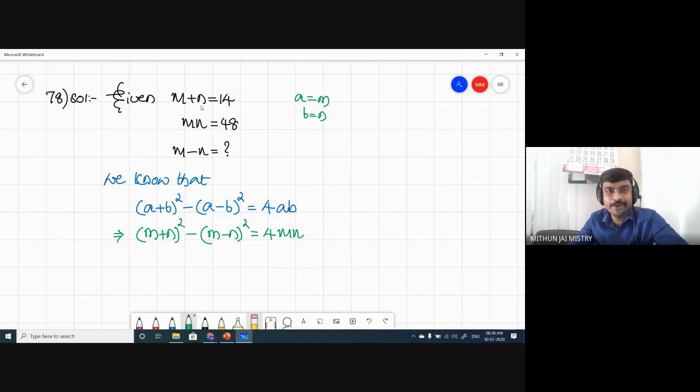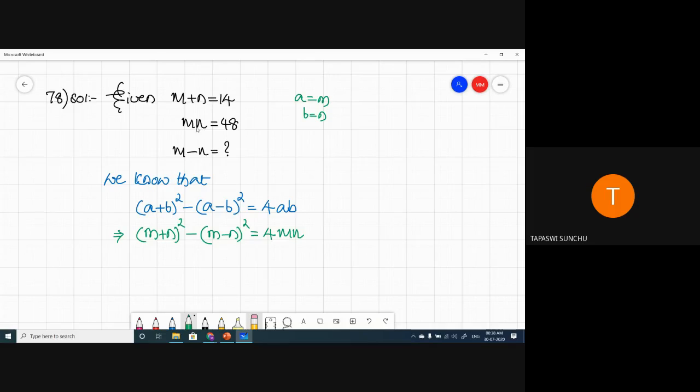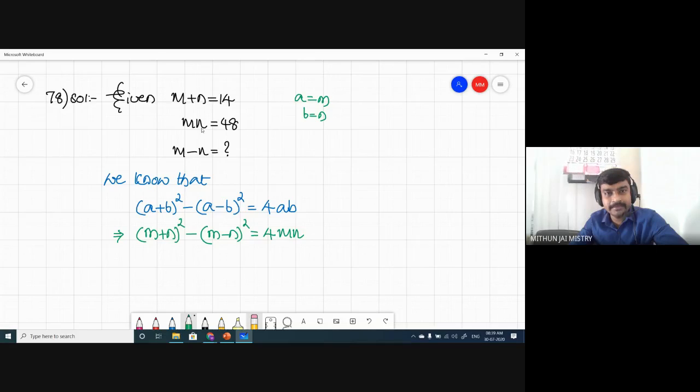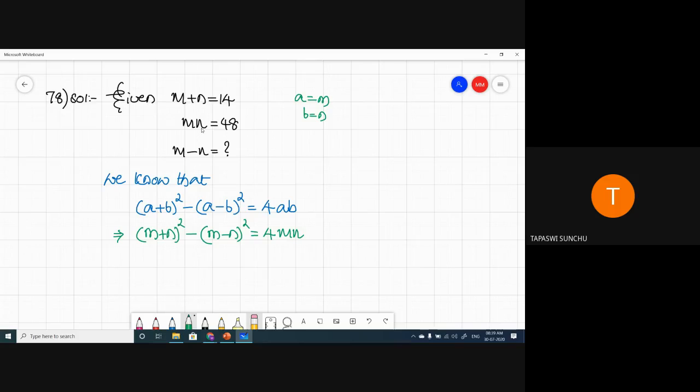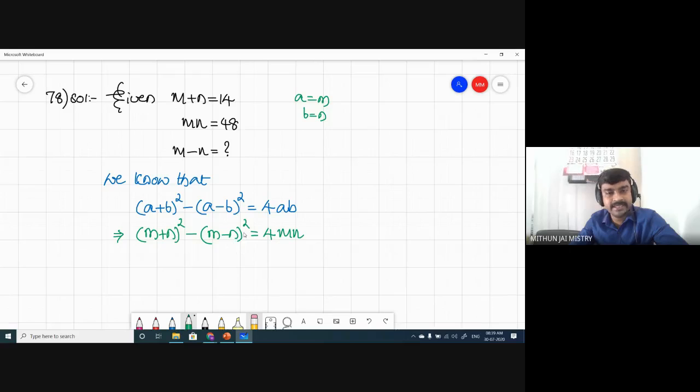What we know? We know m plus n is 14. So in the place of m plus n, I can write 14. And m into n is equal to 48. We have to find m minus n whole square. We have to find, not m minus n whole square, we have to find m minus n actually, right? So whole square will be as it is. So don't worry.